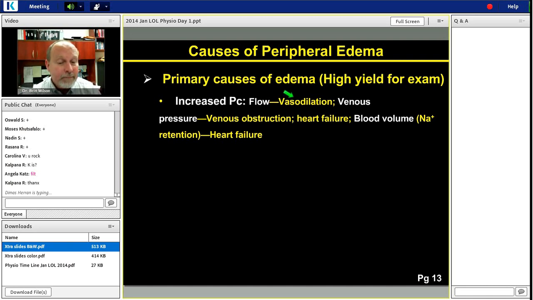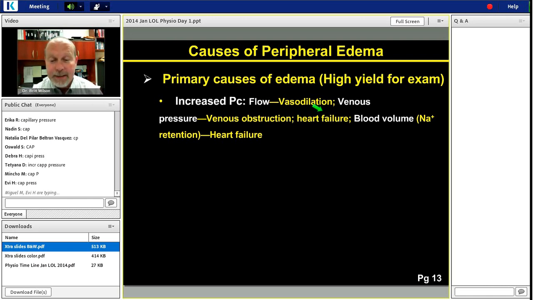Well, vasodilation would increase the blood flow, and a high blood flow could result in some degree of edema. Next, venous pressure, capillary pressure, you bet, capillary pressure. All right, what causes that? Venous obstruction like a DVT. Heart failure, another beautiful example of a rise in venous pressure causing the increase in capillary pressure can cause edema.